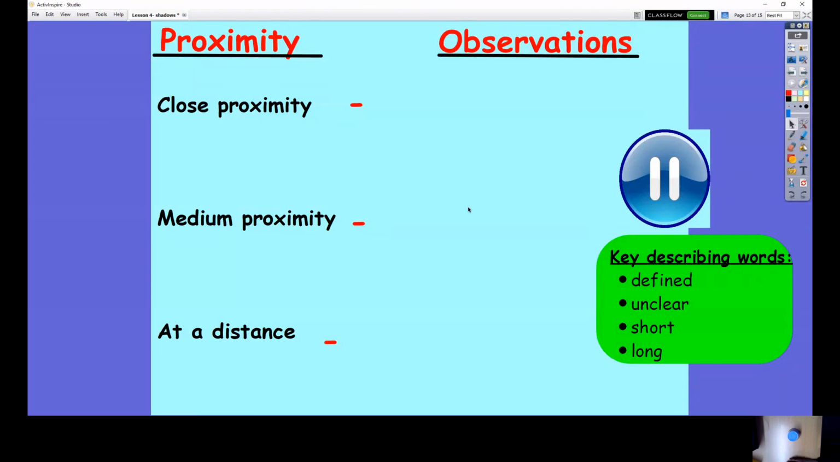Fantastic. I'm just going to reshare my screen. You should now have filled in the medium proximity and described the shadow. I'm now going to complete the last variant, which is at a distance. I'm going to be holding my light source at a distance. You need to record your observations. So bear with me.